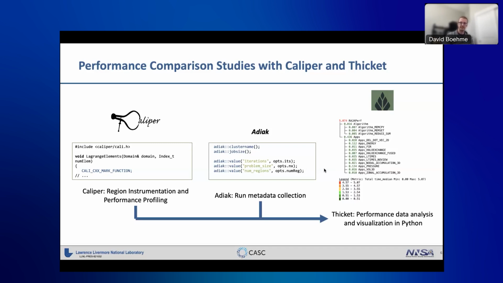Then we can load these combined Caliper and Adiak profiles into Thicket. And Thicket is kind of a Python framework for exploratory data analysis. So this really allows you to slice through these large ensemble studies that you can run with Caliper and Adiak. And yeah, do all these things like scaling analysis and so on. So that's the second part of the tutorial.